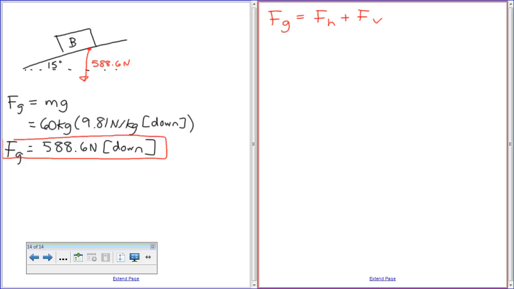Okay, so I'm going to redraw this if you don't mind. The horizontal component is going to go down sort of like this. This is F_H. The vertical component is going to go sort of like this. Oh, wrong way, whoops. Try that now. And this together is going to equal F_G.